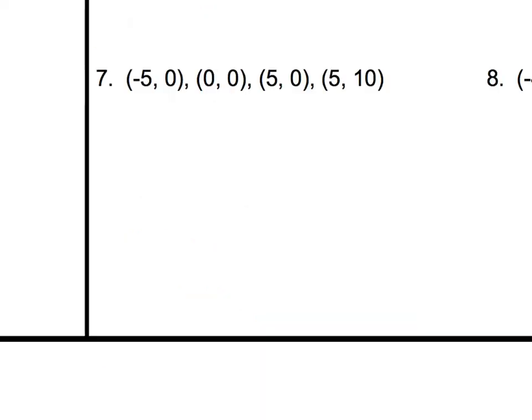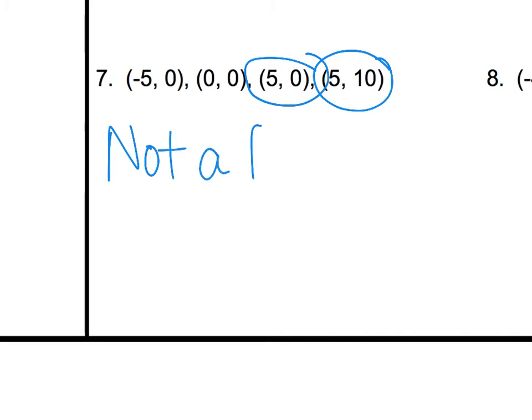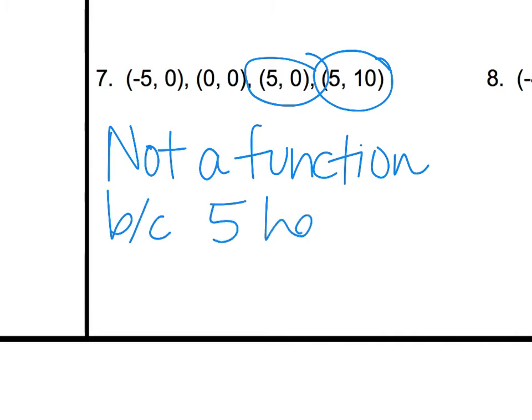Number 7. Okay, can someone raise your hand and tell me what presents a problem? Manolo? Yeah, so 5 is going to 0 and 5 is also going to 10. So no, not a function because 5 has 2 outputs. That first one is a -5. That's a different number.